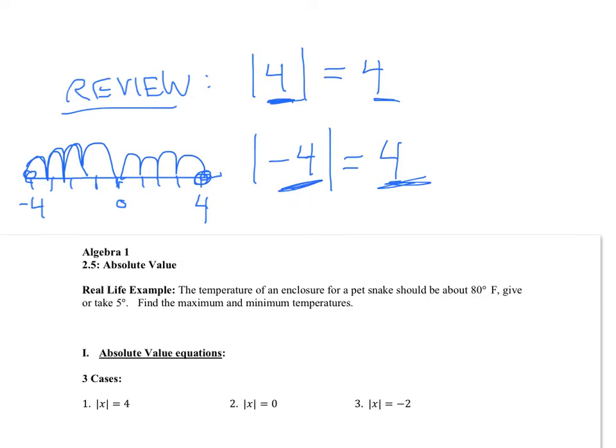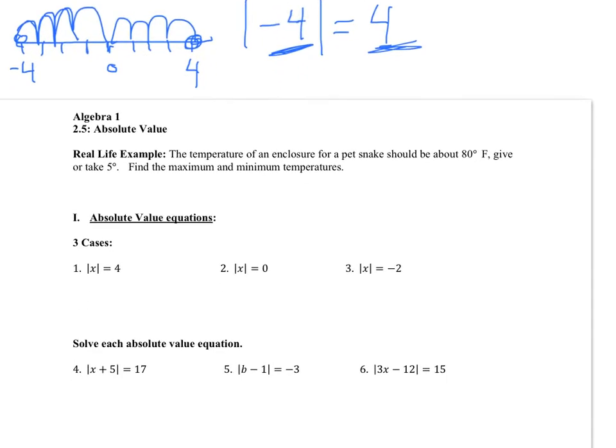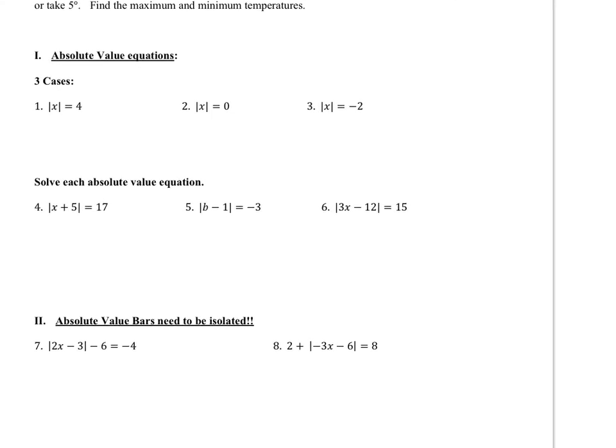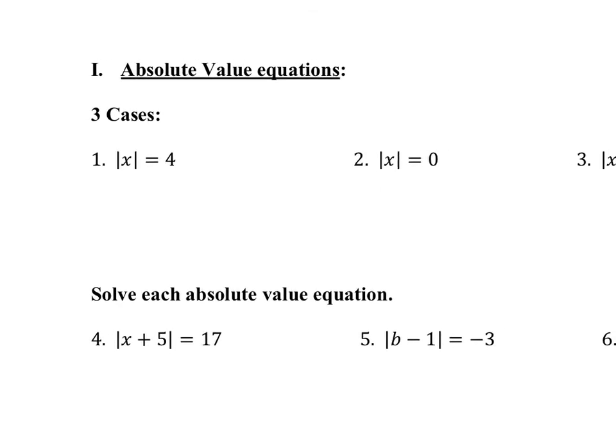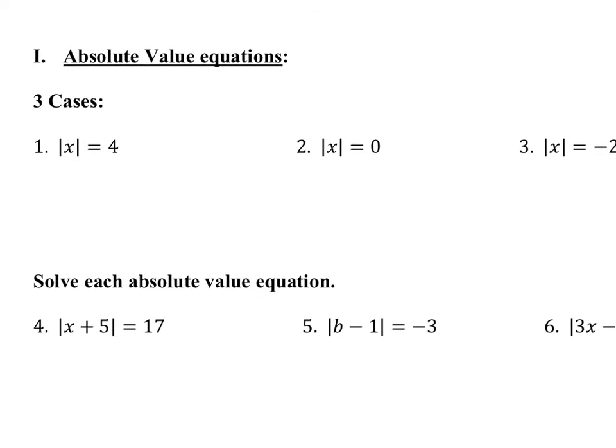Now I'm going to lead that into right here. We have Roman numeral 1, absolute value equations. I'll make this a little bit bigger here. There are 3 cases that we're going to go over. And the first case we kind of just did. If you just have this x in the absolute value bars, what's inside could be the positive of it, so x equals 4, or you could take the negative of it, x equals negative 4.